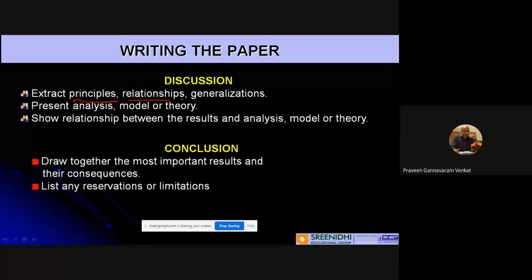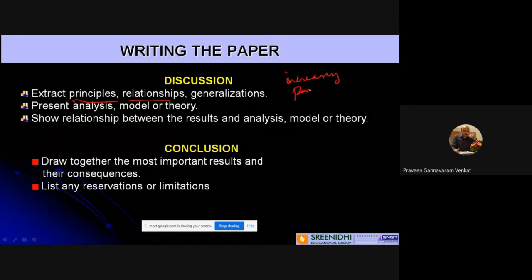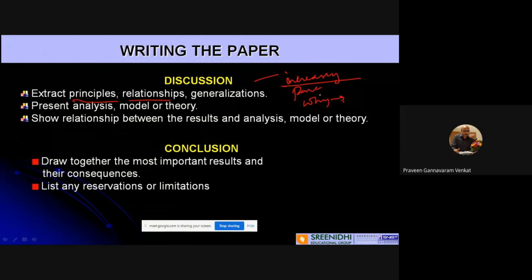Why it happened, how it happened. Suppose some parameter is increasing or decreasing. So why is it increasing? That you have to explain in the discussion. Merely telling that a parameter is increasing or decreasing is not important. Why was it increased? Why was it decreased? What happened to that parameter? That discussion should be made in the discussion section.